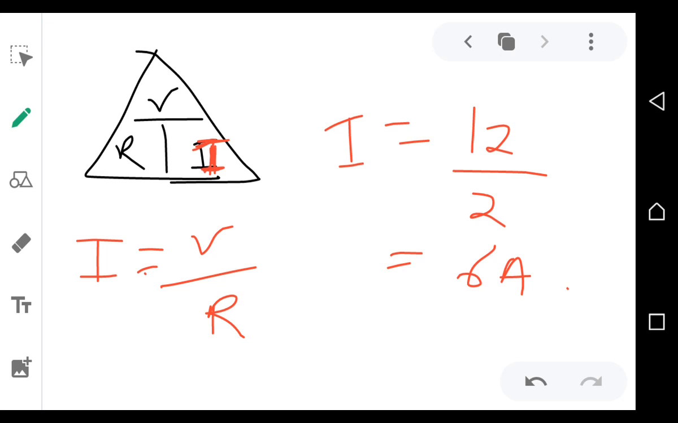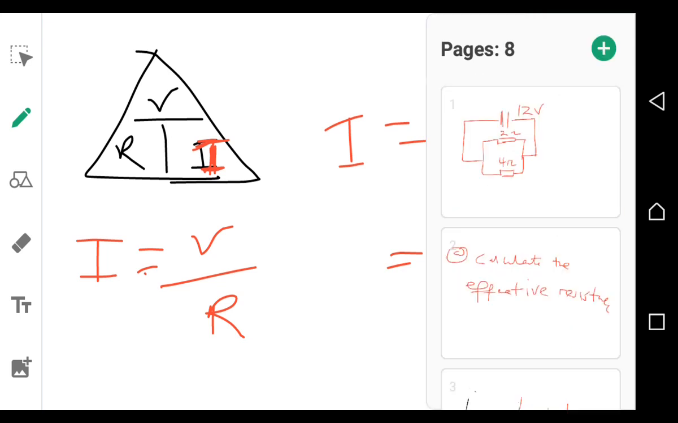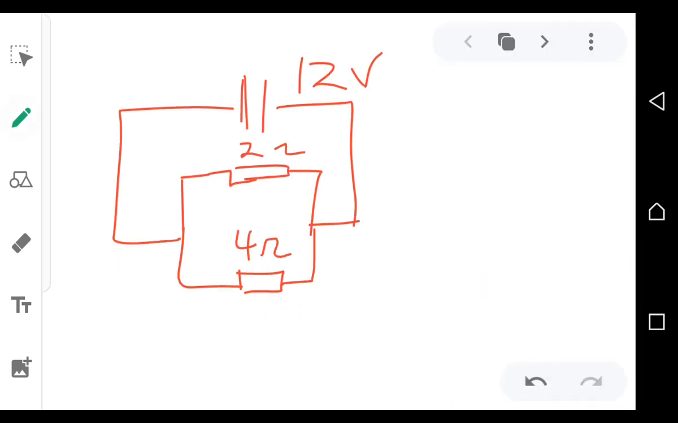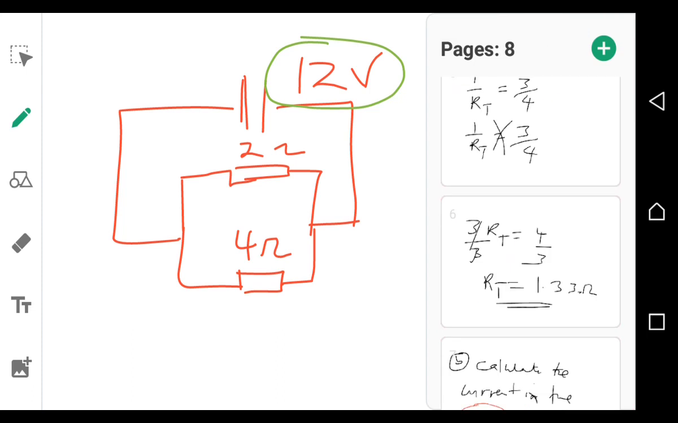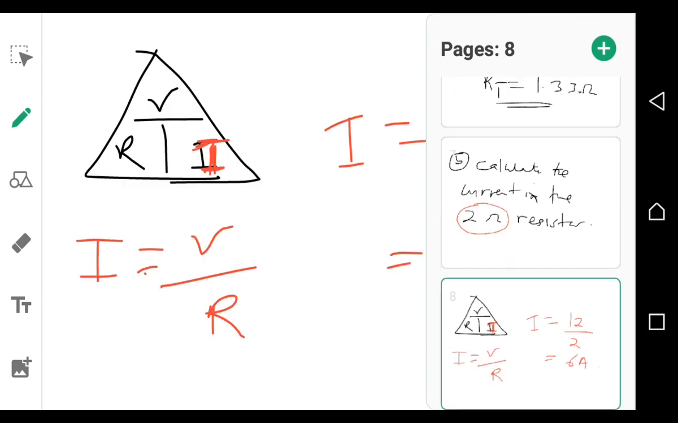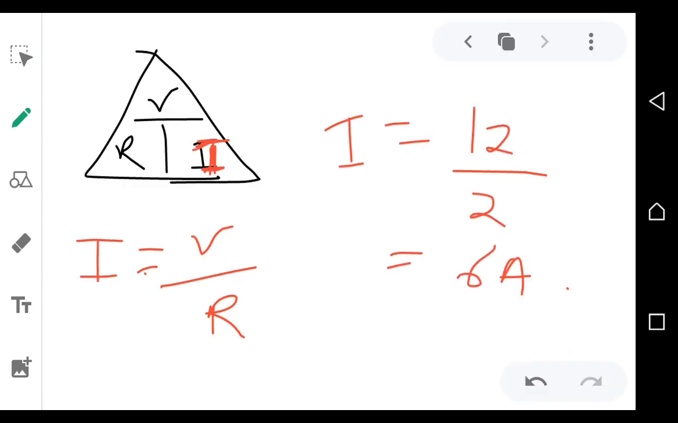Don't get confused about this voltage here. I've got it from the diagram. The voltage was given from the diagram: 12 volts over 2 ohm here. That's what the formula says. That's how you do it. So current is equal to voltage over resistance. The voltage is given, 12 volts. The resistance, they said, in the 2 ohm resistor.